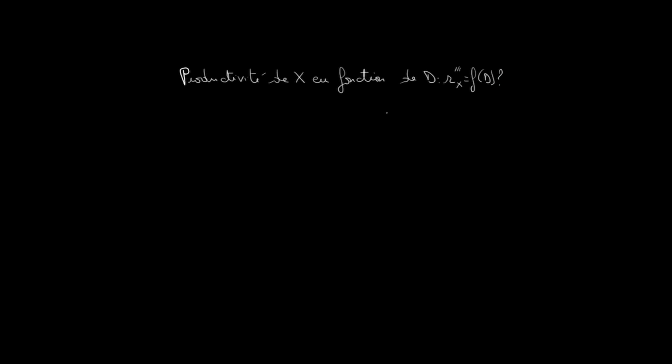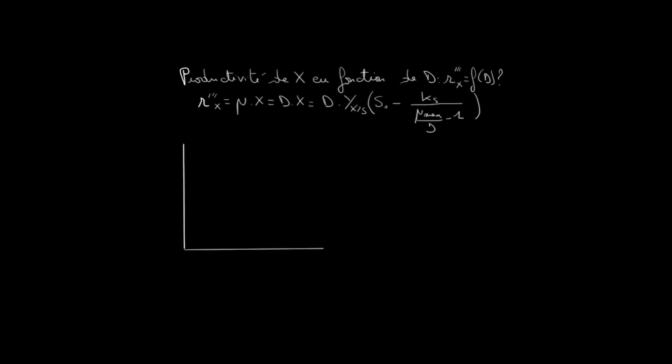Let's see now biomass productivity as a function of D. It is the expression of R'''X in function of D. R'''X is equal to mu times X. Mu is equal to D. And after, in this expression, we can replace X by its expression in function of D. We have demonstrated this expression previously. So we have here the expression of R'''X in function of D.